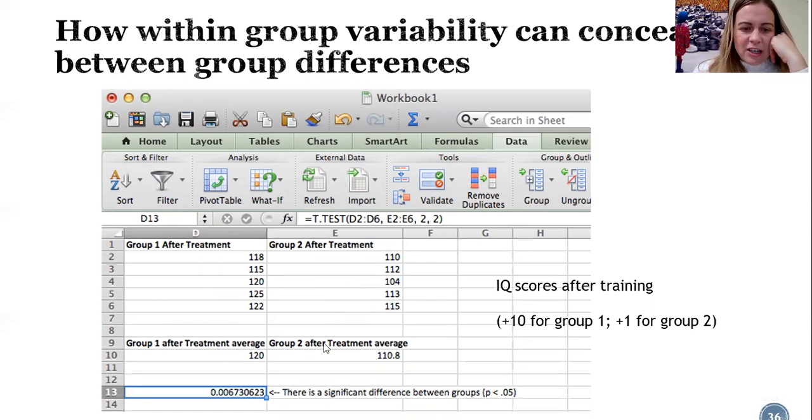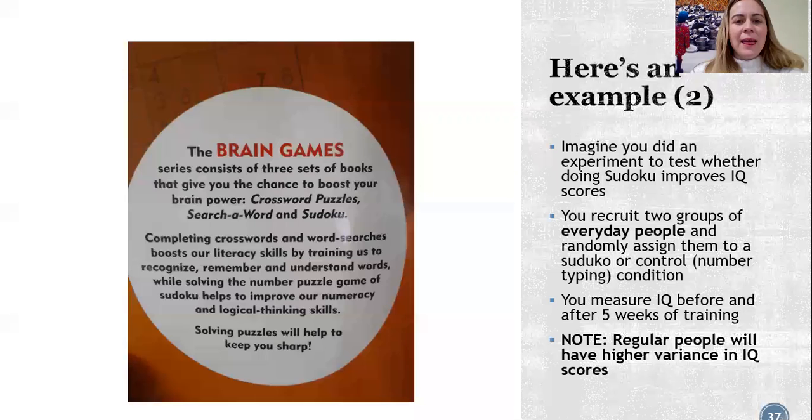Here you can see the average in the two groups. And if we do a statistical test to see whether that difference is significant between groups, we do a t-test, and you can see we got this number here. This is the p-value. It's pretty small. Anytime the p-value is less than 0.05, we can consider it significant. So this one is 0.006. So we would be able to say, yes, there's a significant difference between groups. Doing Sudoku improves your IQ.